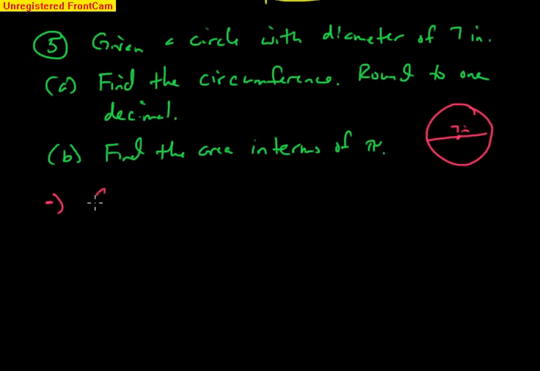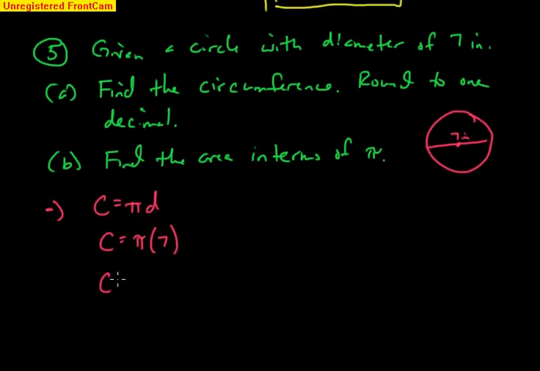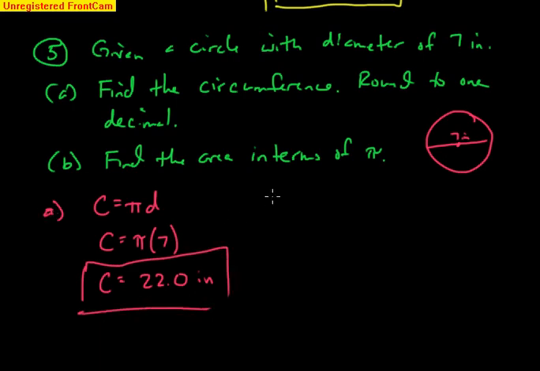So part A, if they give you the diameter, use the diameter equation, pi times diameter. So we just fill it in. Pi times 7. Again, do not use any approximation other than the pi button. And if I round to 1 decimal, that actually rounds up to 22.0. And that's inches. Every answer has units. So that's A. That's the circumference.